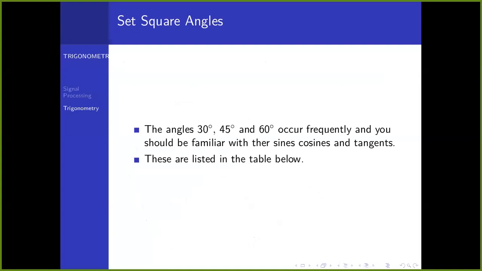So I didn't list this table, but there are some common angles like 30 degrees, 45, 60, and so on that occur frequently. And it would be useful to know their trigonometric ratios. I did not put the table, but since we will not be using it much later, it may not be very important for now.